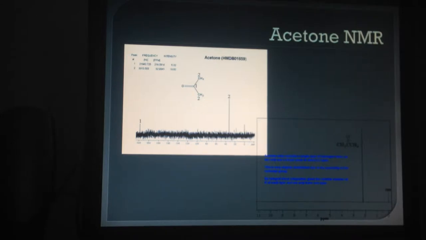This is acetone NMR. The top left is the CNMR, and there are two peaks in it. The bottom right is HNMR, and because all the hydrogens give off the same signal, there is only one signal that is very high.